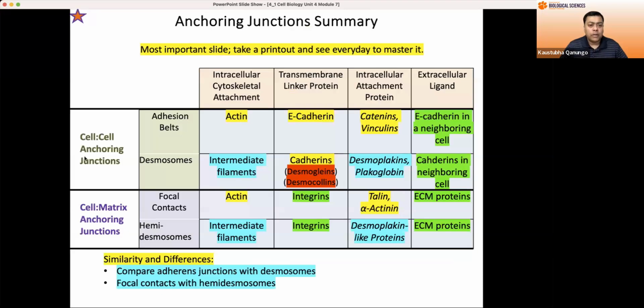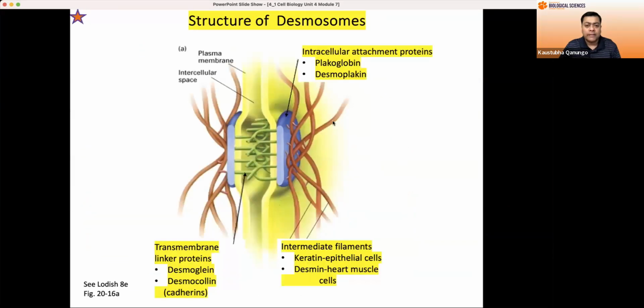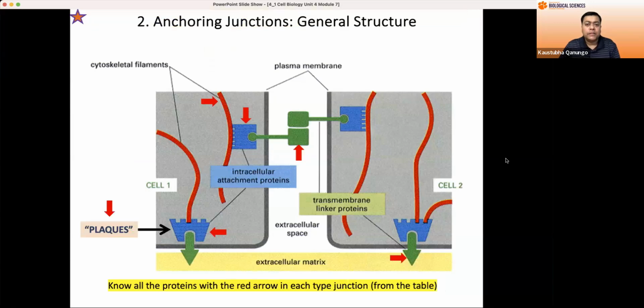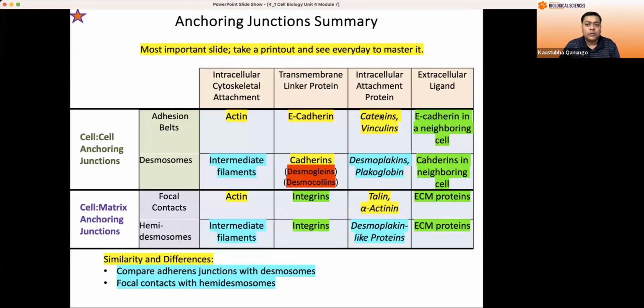So right here, we are looking at cell-to-cell anchoring junctions, and we are looking at these adhesion belts, which are in between the two cells. That is E-cadherin. These are the green ones, your E-cadherins right here. The red ones are actin. And then if we go back to the intracellular attachment proteins, there are many, but the important ones are catenins and vinculins. The blue ones are the intracellular attachment proteins, catenin and vinculin.